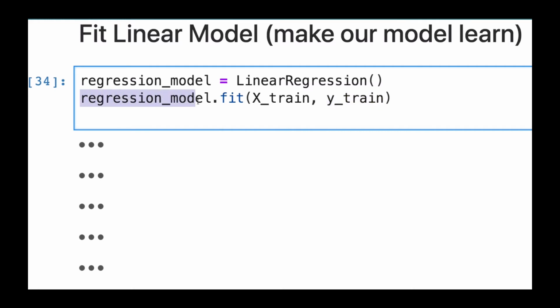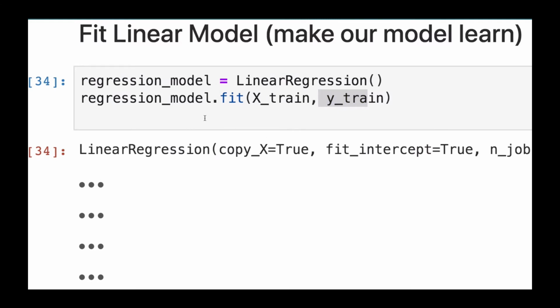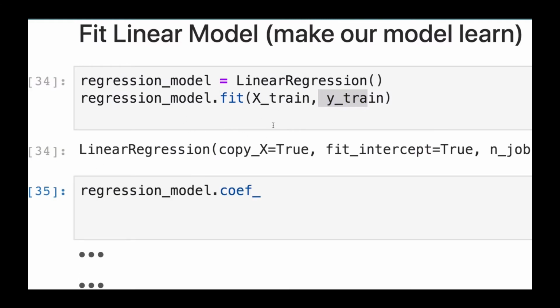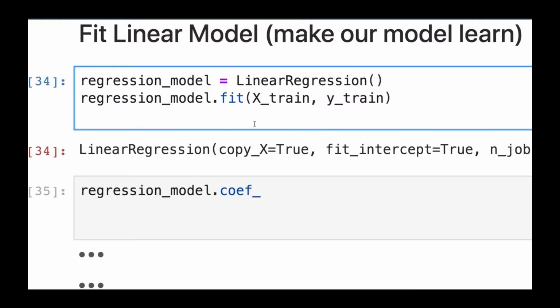So regression model dot learn or dot fit. Dot fit is more like dot learn: learn from the X train and then learn from the Y train. Okay, so this is all that we need. If we run that right now, this is done. The model is built. Our model has now learned from our training data. This is the only thing that we need over here.